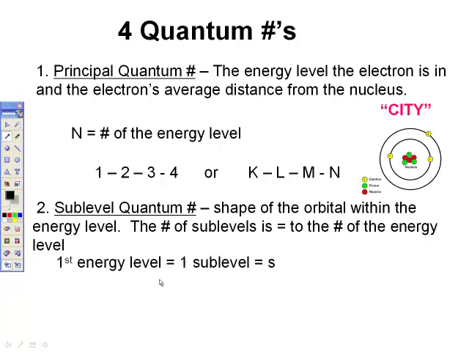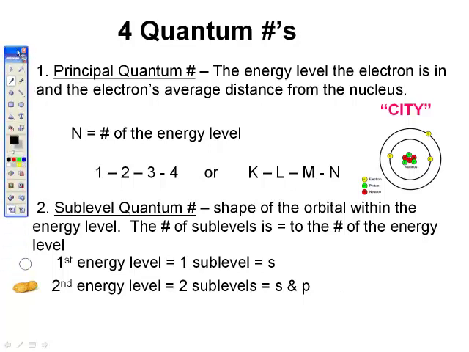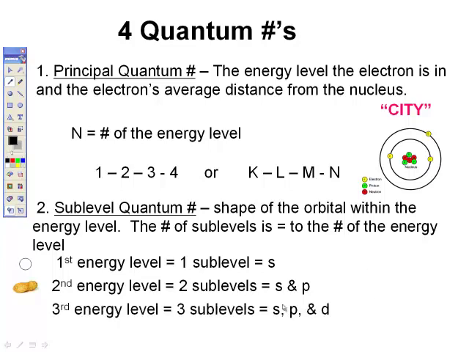The first energy level can hold 1 sub-level, so 1 shape, and that shape we're going to call S. Remember, the number of sub-levels is equal to the number of energy levels. So the first energy level only has 1 shape. The second energy level has 2 sub-levels. So the S, and then we're going to add to that a P. Now, I'm showing you some of the shapes here on the side of the screen, but we'll talk about those more in a second. The third energy level has 3 sublevels, your S and your P, and then a D.